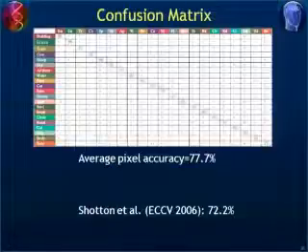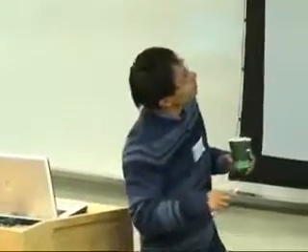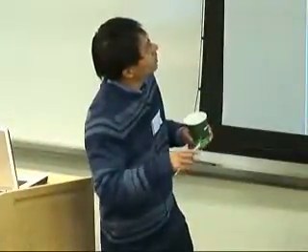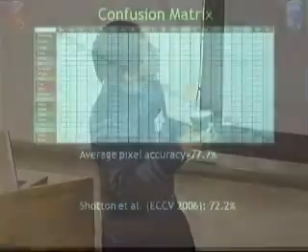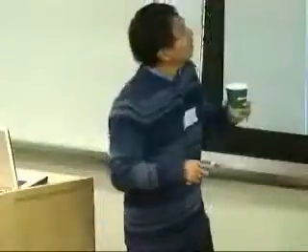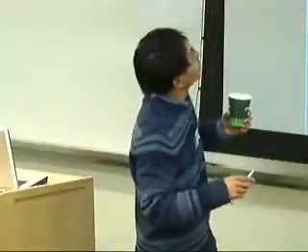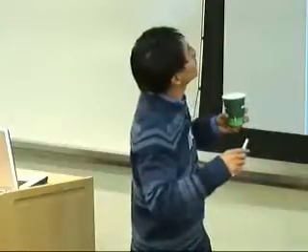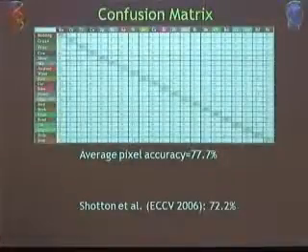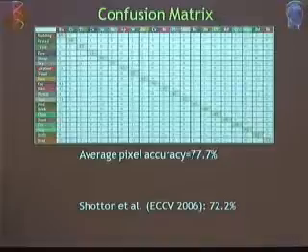This is the confusion matrix. At that point, we pretty much got the best score on this data set, and Shotton's algorithm at that point was 72.2. Another thing is that our confusion matrix is much better than the existing one at that point, because we're making reasonable mistakes. If something was confused with cow, it's confusion between cow and sheep, not cow versus car, things like that.